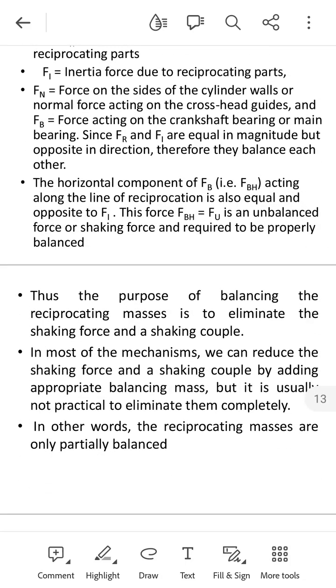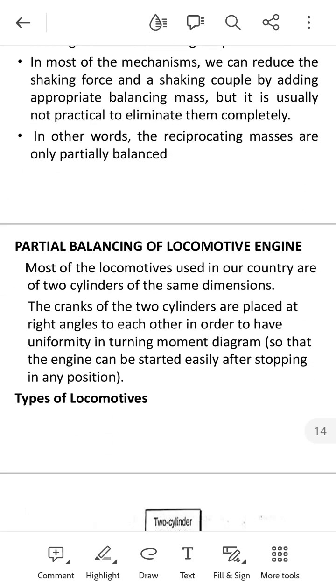Thus, the purpose of balancing the reciprocating mass is to eliminate the shaking force and the shaking couple. In most mechanisms, we can reduce the shaking force and shaking couple by adding appropriate balancing mass, but it is usually not practical to eliminate them completely. In other words, the reciprocating masses are only partially balanced.